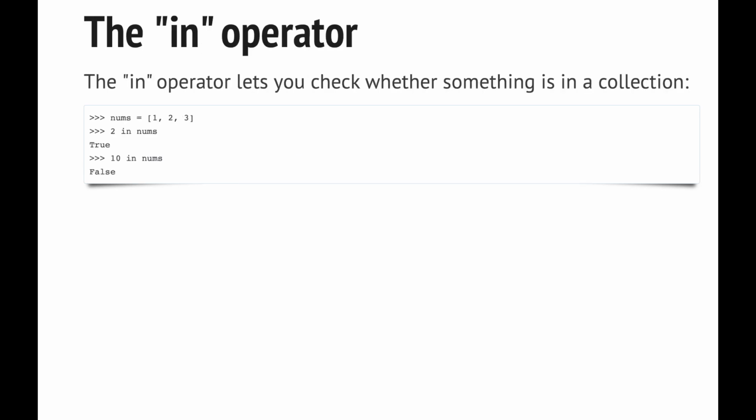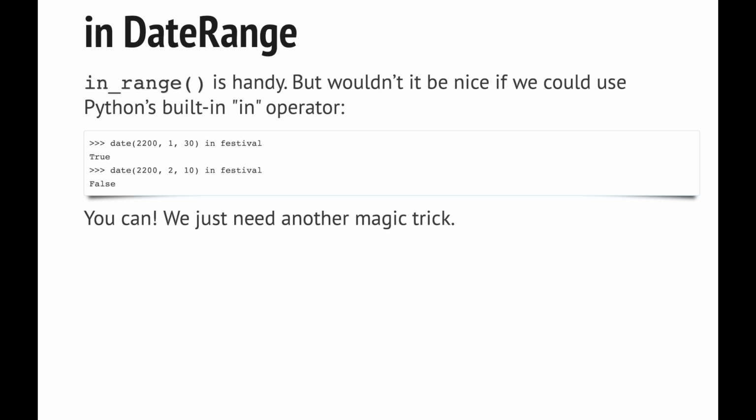But we can do better. Python has an in operator, the word in. You can use it to check whether something is in a list or collection. Now imagine, how great will it be to use that with DateRange? Then we would not need the in_range method at all. Turns out you can do this.